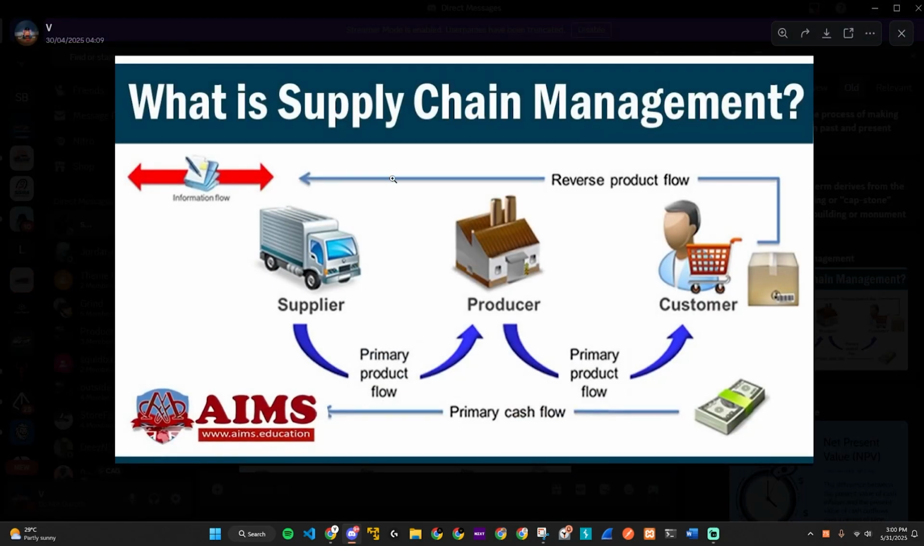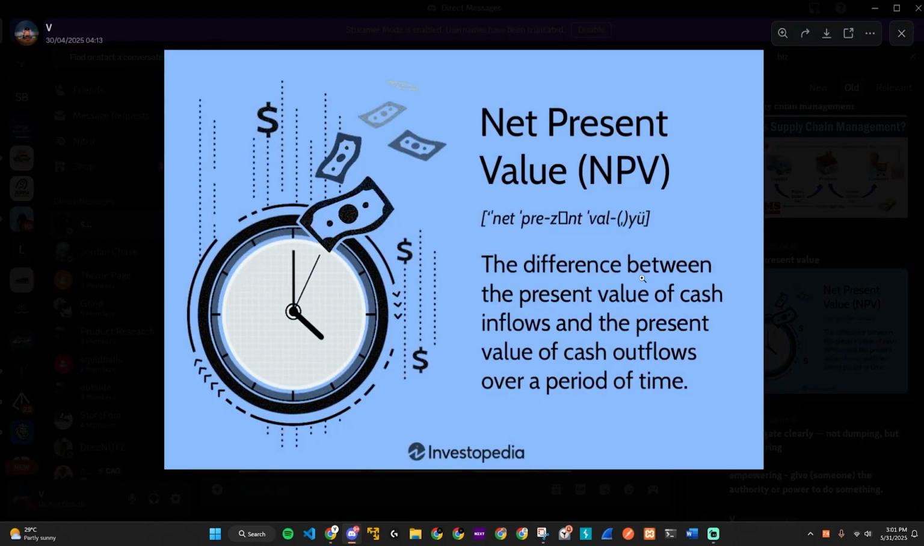Supply chain management, right? And then this is going to be reverse product flow and primary cash flow, right? Primary cash flow, supplier, right? Information flow, reverse product flow, right? Net present value is the difference between the present value of cash inflows and the present value of cash outflows over a period of time.